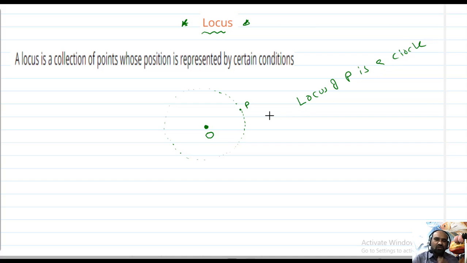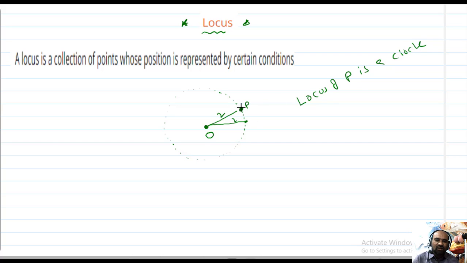So what is the meaning of this? Locus is nothing but the set of points which satisfy the given condition or conditions. For example, here P is one point, and P is moving on the plane. What is the condition? It is always 2 centimeters from this fixed point. The set of all those points which satisfy the given condition or conditions is called the locus.